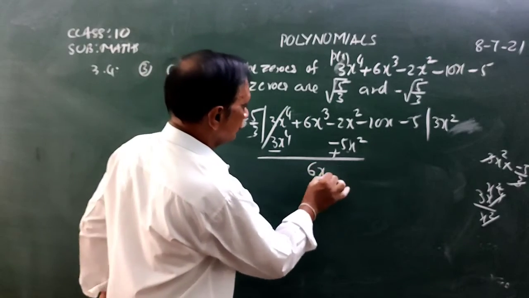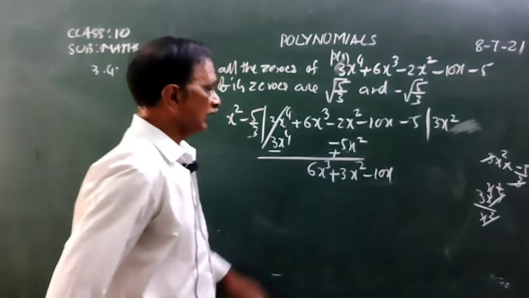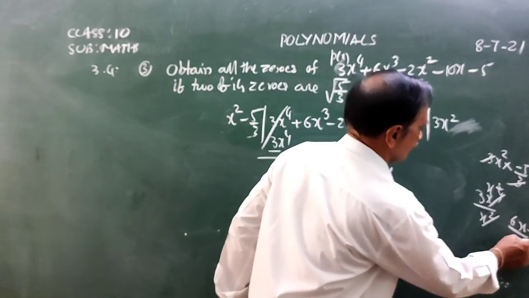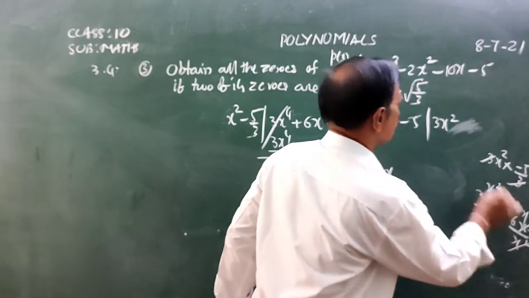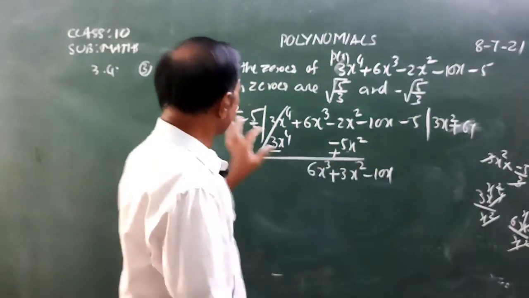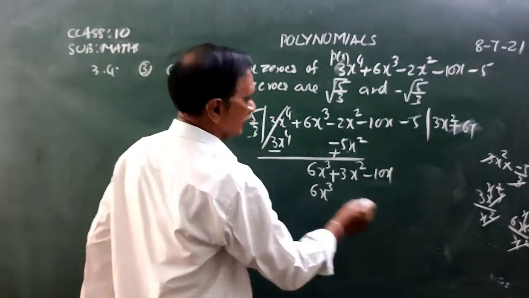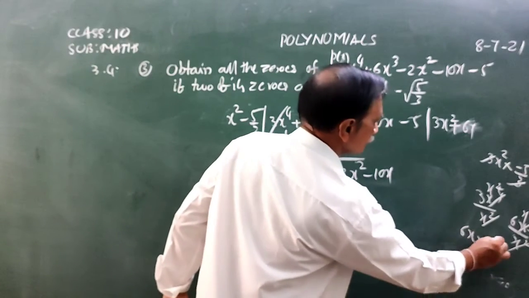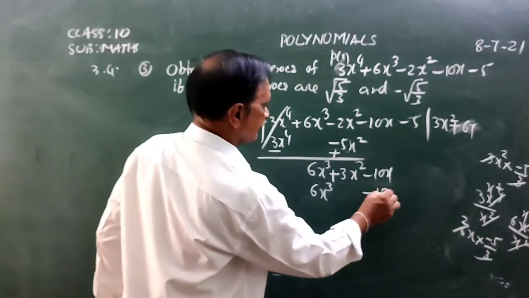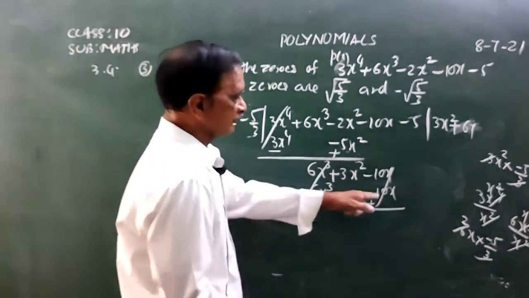Plus 6x³ plus 3x² minus 10x. Again divide the first term by the first term. 6x³ by x² gives what? 6x. And multiply the divisor by 6x. 6x into x² gives what? 6x³. 6x into −5/3 gives −10x. Subtract. These two get cancelled.